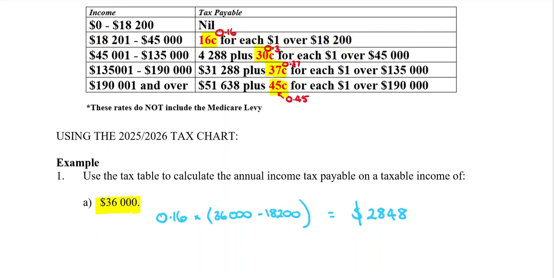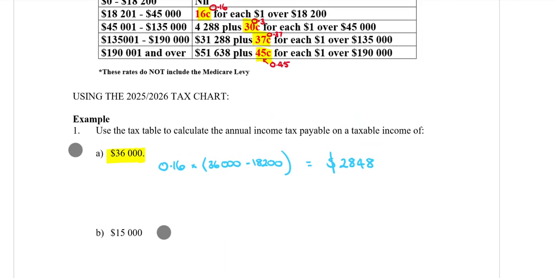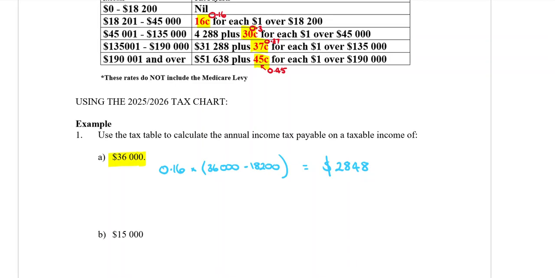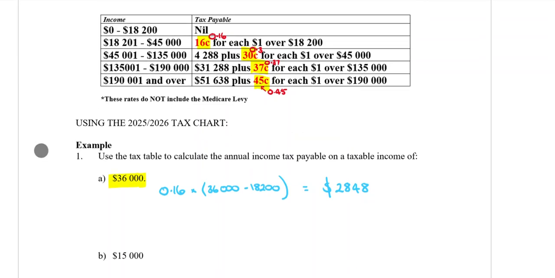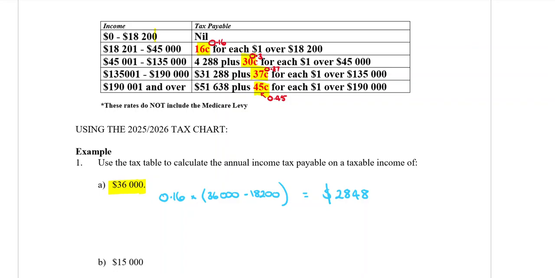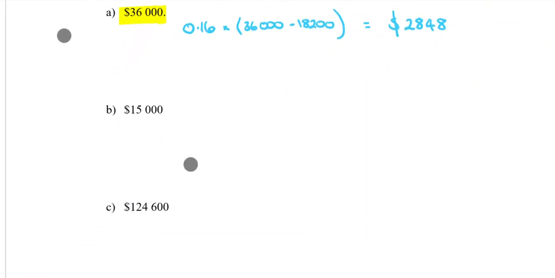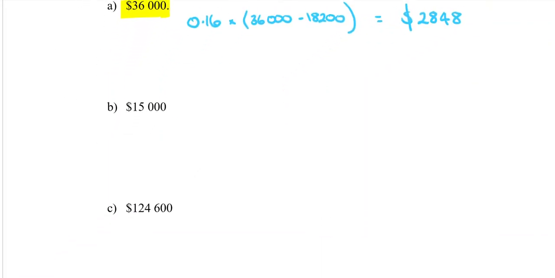Okay, next, let's have a look at the next question. We want to find the tax paid on an income of $15,000. Now, $15,000 is less than the $18,200. If you earn less than that $18,200, you do not pay any tax. So this is the nicest question you'll get, because as soon as you see that number, you're going to say they pay $0 in tax. Done.